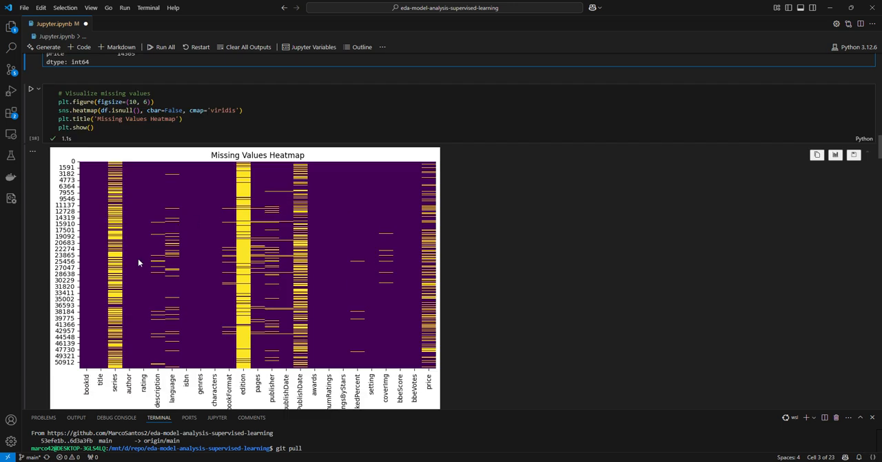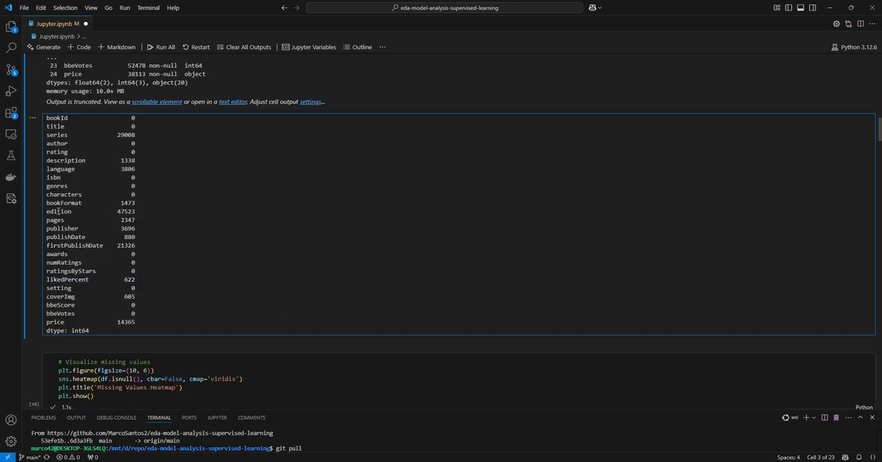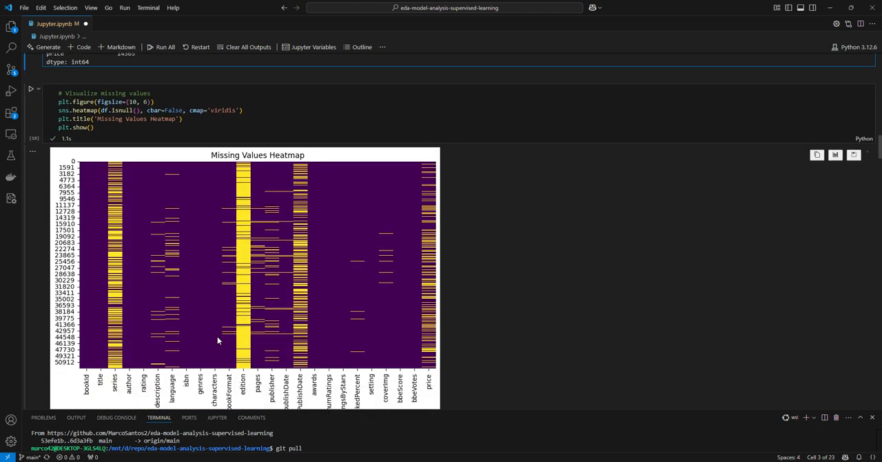All right, so this is just a way to visualize here the missing values. We can see in purple are the rows that do not have any missing values, and yellow are the rows that have missing values. So we can see here edition is almost in its entirety missing values. Let me take a look here. Yeah, edition has 47,000 missing values, so the majority of books do not have that information. And then many of the columns, and especially the columns that we're looking for, for example BBE votes, have no missing values or very little missing values.